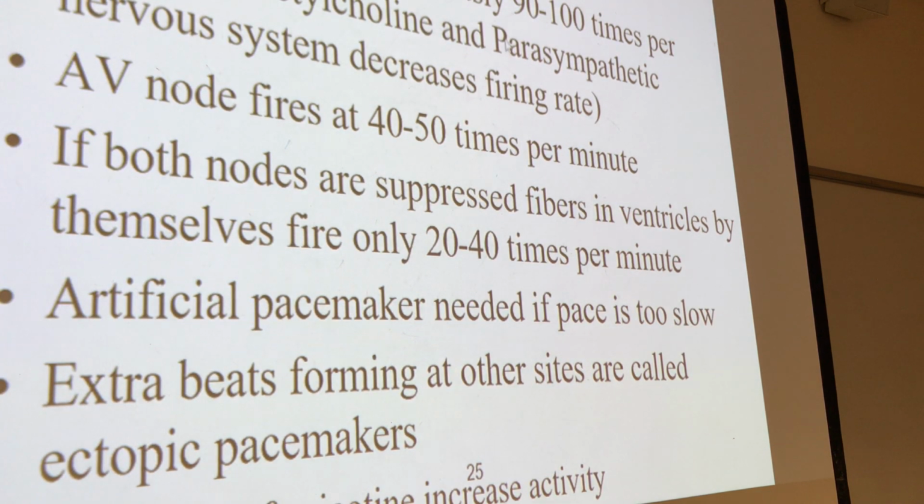SA node fires spontaneously at 90 to 100 times per minute. Again, if it is at 100 times per minute at rest, that's tachycardia. But what happens is this: the better in shape we are, the more parasympathetic activity there is, the lower the heart rate. Right? Again, the better in shape.